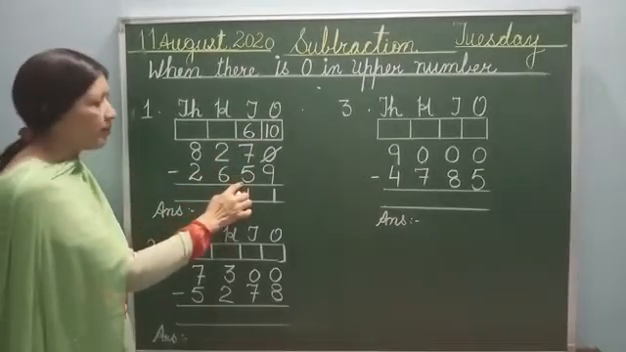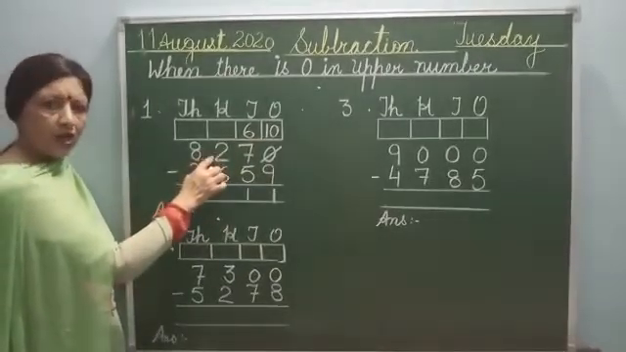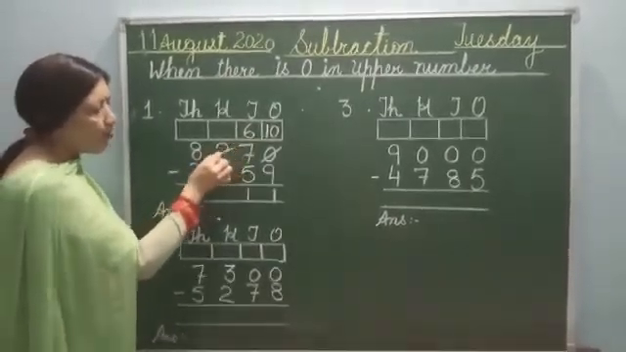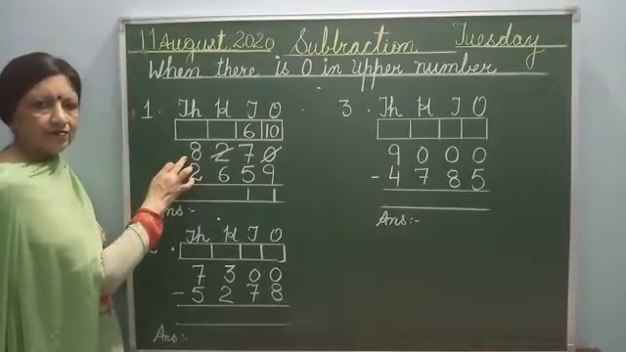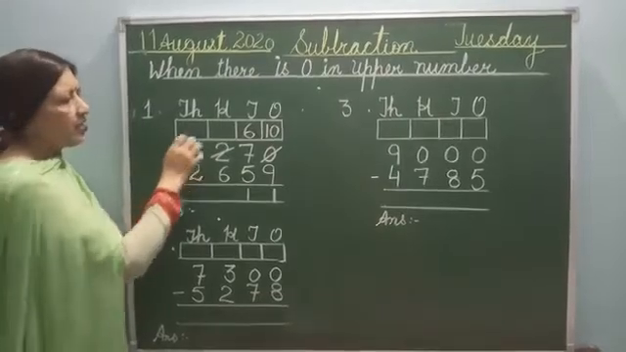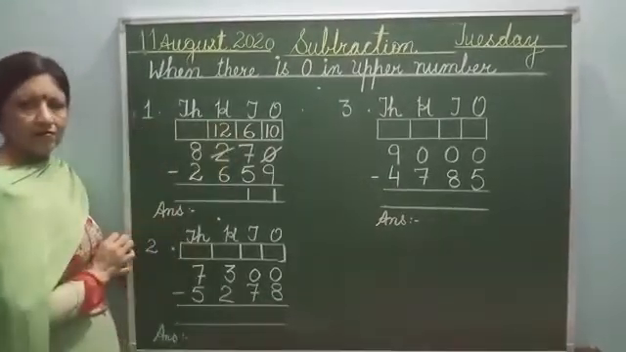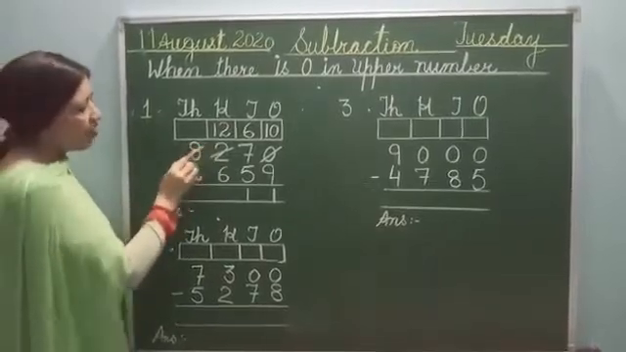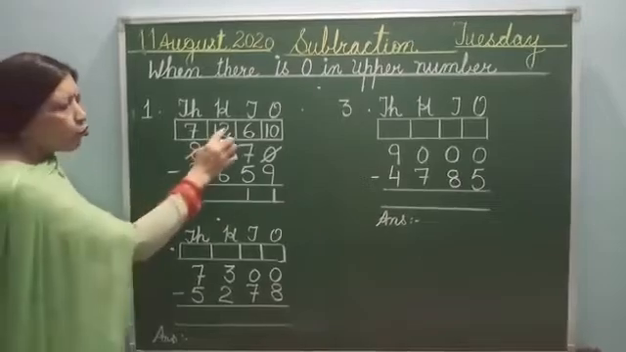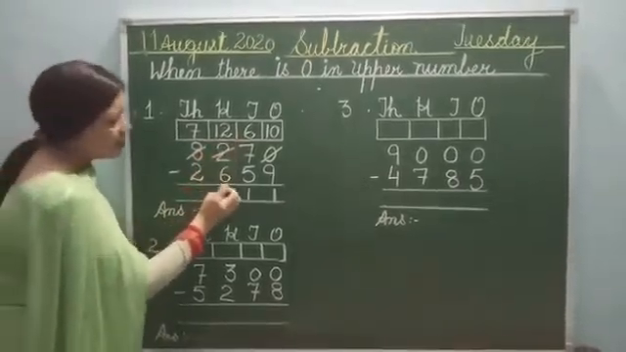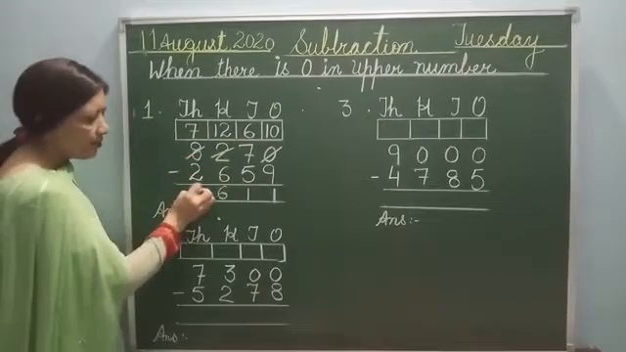Is it clear, bache? Now next digit is 2. Again this is smaller. This will borrow 1 from 8 thousands. This will become 12 hundreds, and this 8 thousands will become 7. Now 12 minus 6 is 6. 7 minus 2 is 5.